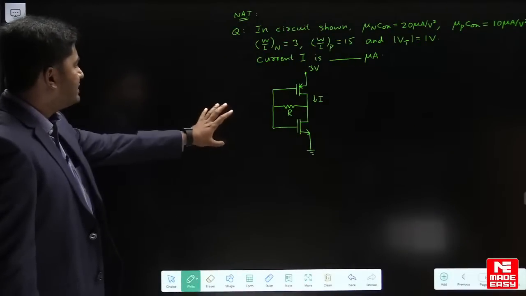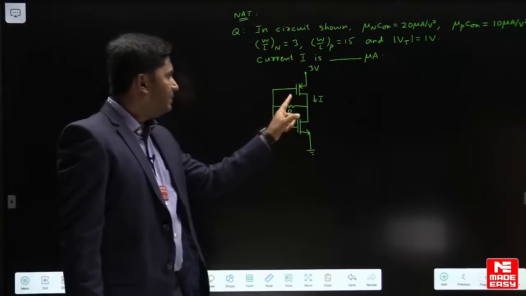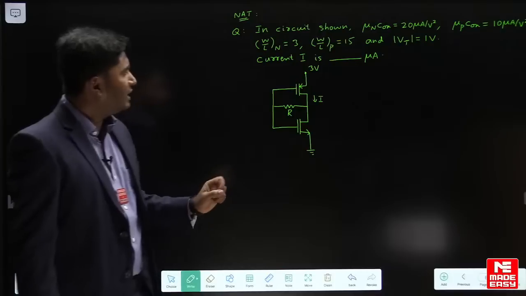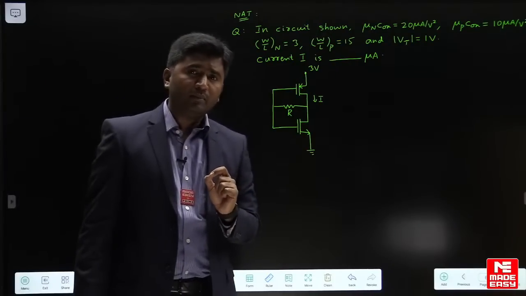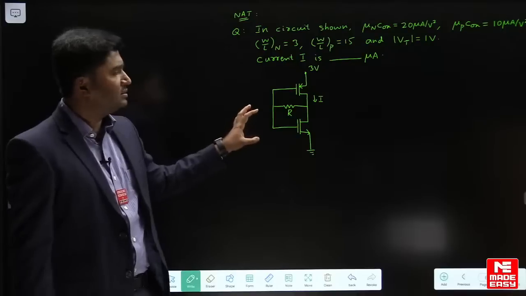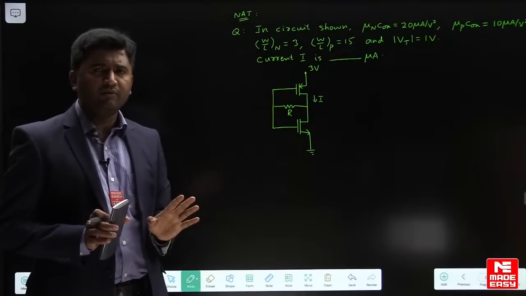Now this question is based on some CMOS circuit. We have a P channel MOSFET and one N channel MOSFET, and we have to find out current I. Now these types of questions also are coming regularly in the GATE paper. This circuit is similar to a CMOS inverter. It is not exactly a CMOS inverter.